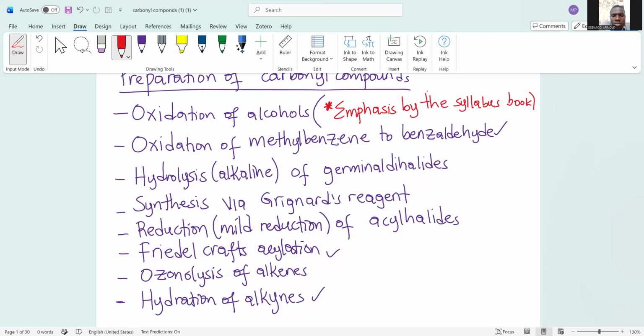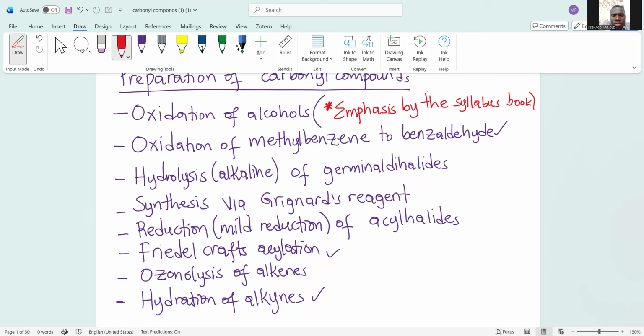But if you check the syllabus book under carbonyl compounds, let me see. According to my book, the syllabus book is accessible on the net. If you check the syllabus book on page 40, the syllabus book is emphasizing one preparative technique. That is, carbonyl compounds should be prepared from oxidation of alcohols.